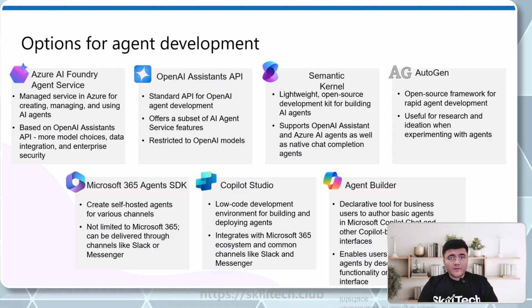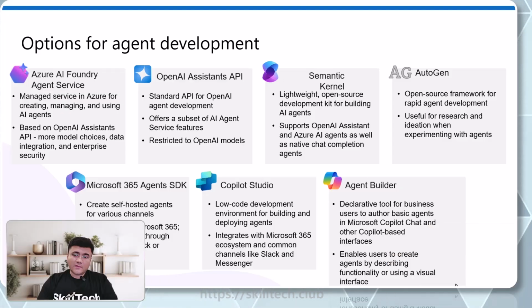But if you are not a developer and you're willing to develop agents without writing code, we have a low-code, no-code kind of development environment, which is known as Copilot Studio, which helps you to build and deploy AI agents. Most of the time, these agents give extended functionality to your existing copilots. You can integrate with the Microsoft 365 ecosystem, and some common channels like Slack and Messengers are also associated with this, same like Microsoft 365 Agent SDK.